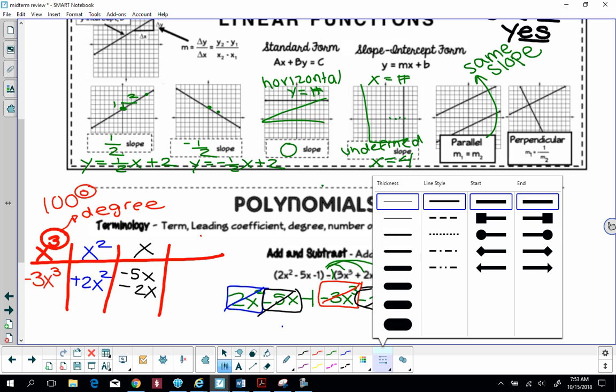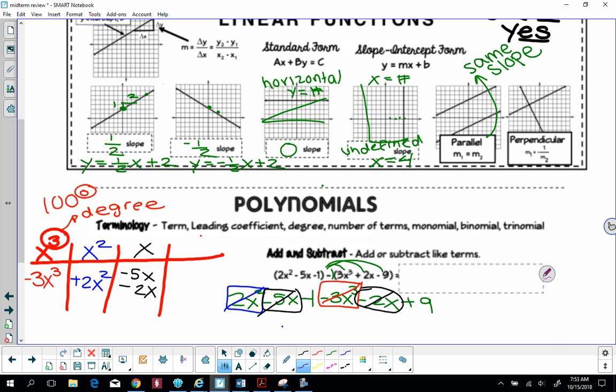What's that number by itself called? Constant. You need to know that word. Remember the constant nag. Now I write that down. Constant. And so we have negative 1 and positive 9. And so this is combining like terms. They're all the same. Adding, subtracting polynomials. Basically, they're the same thing.